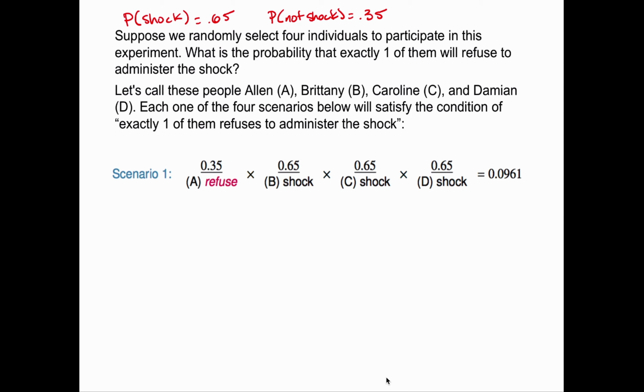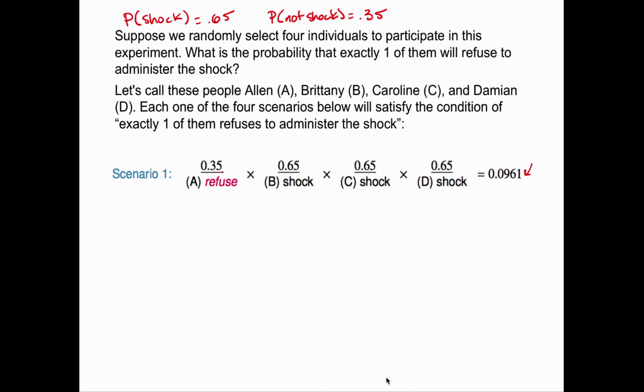Right? So, scenario 1, Alan refuses, and Brittany, Caroline, and Damien all administer the shock. Right? Because the probability of refusing the shock was 0.35, and the probability of administering the shock was 0.65, if we multiply all of these probabilities together using our multiplication rule, the probability of this exact scenario is 0.0961. Also, we're assuming that these are independent, right? Alan, Brittany, Caroline, and Damien are strangers and have no connection to each other or any reason why these shocks, whether or not they administer the shock, would not be independent.